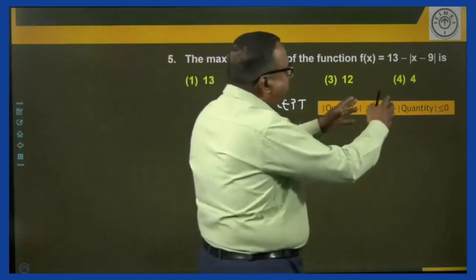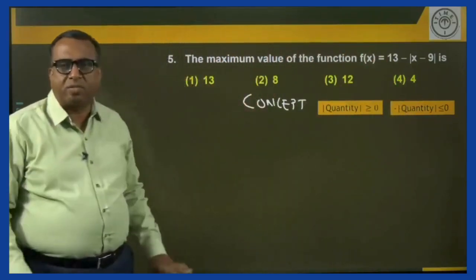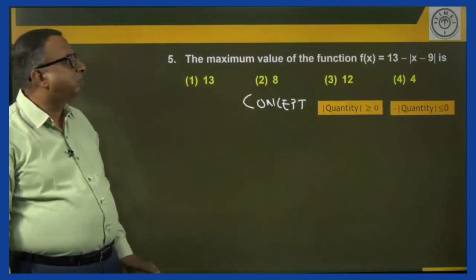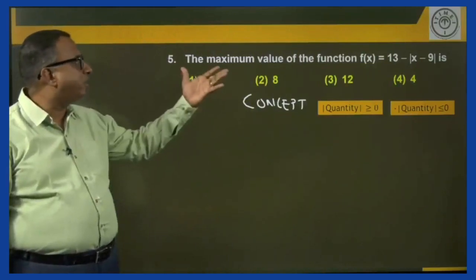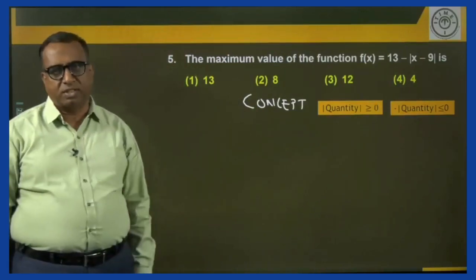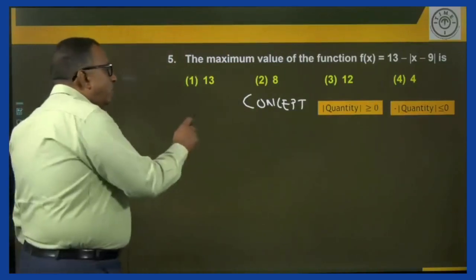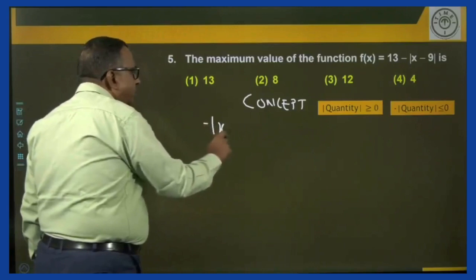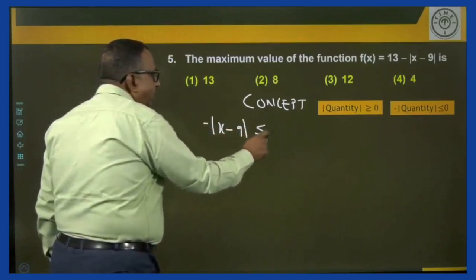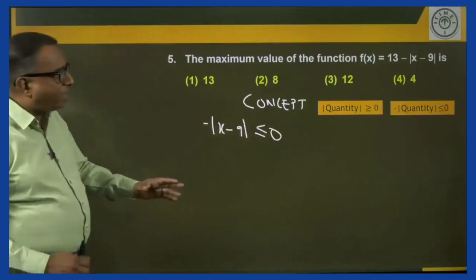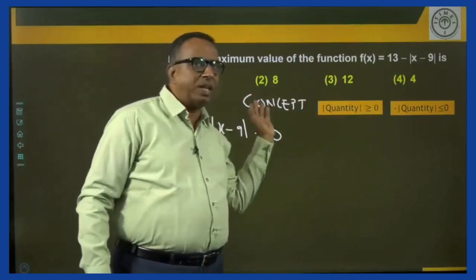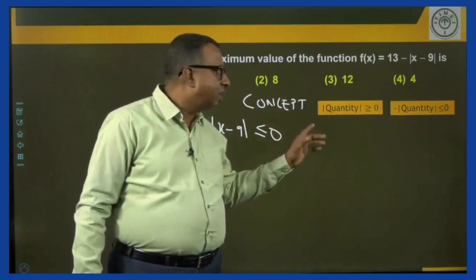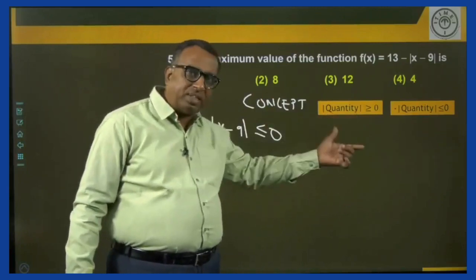Minus of modulus of any quantity is always less than or equal to 0. This will actually help you to find the maximum value of this function. Look, now you have what? Minus of mod x minus 9. This is always less than or equal to 0. Because we said modulus of any quantity is greater than or equal to 0, which means if I multiply by minus on both sides, greater than or equal to 0 will become less than or equal to 0.